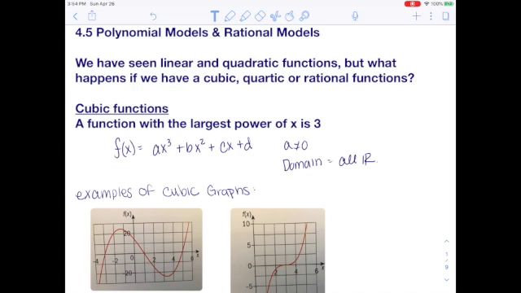Hi everyone, today we're talking about polynomial models and rational models. So we're going to first start off with polynomial models.